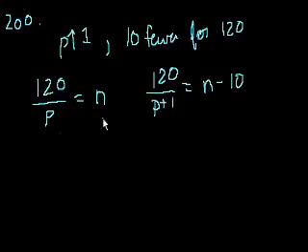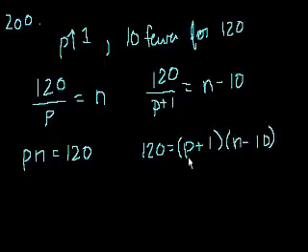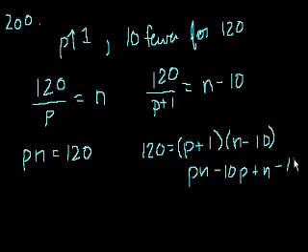Now we have two equations and two unknowns. They're not linear equations, but I think we should be able to solve them one way or the other. So here we get P times N is equal to 120. And here, we can multiply: 120 is equal to P plus 1 times N minus 10. So that's equal to P times N minus 10P plus N minus 10.